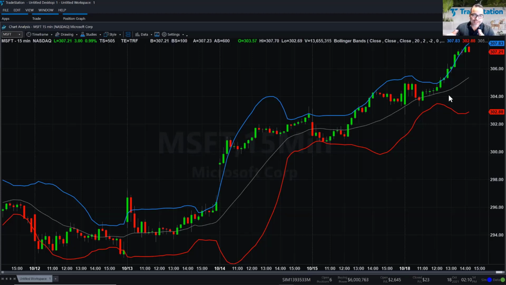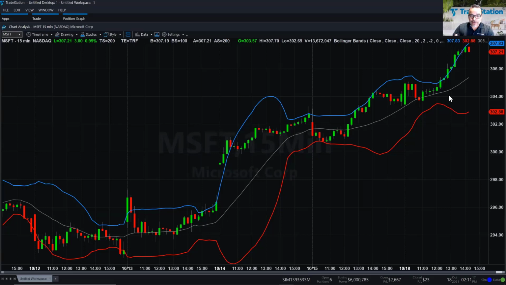The middle band is just a simple moving average of the closing prices, in this case, Microsoft, for a period of 20 bars. I'm looking at a 15-minute bar, so it's taking 20 of those 15-minute bars and averaging them together. And what you see in that gray line is just the average of those closing prices.